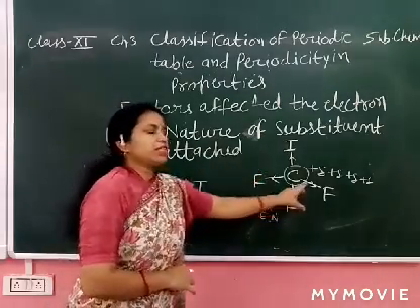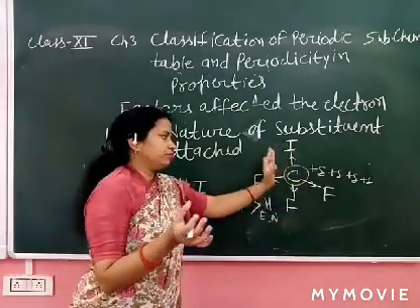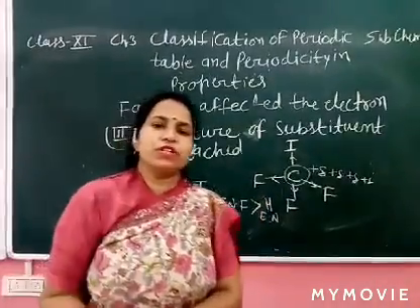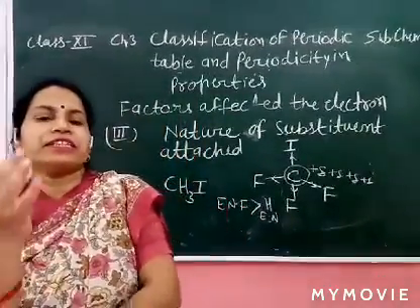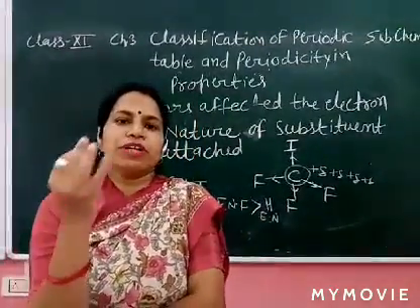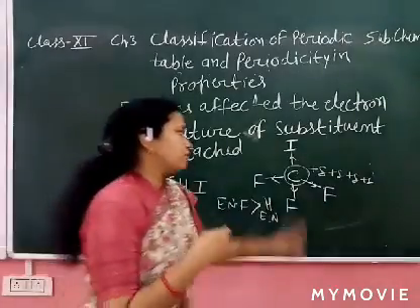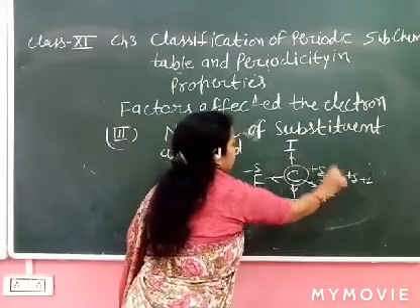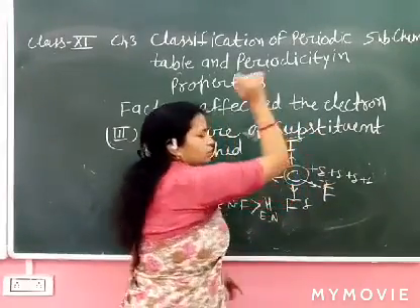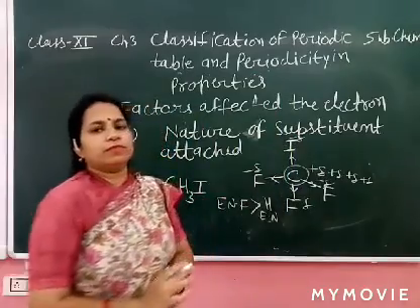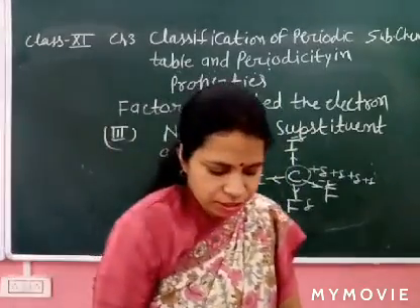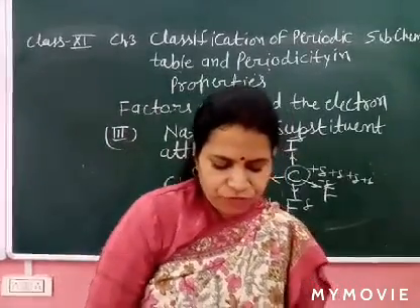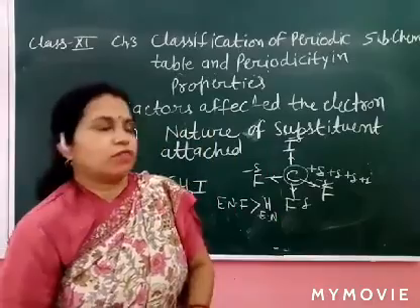If the attached atom is highly electronegative, the center atom becomes more positive and attracts the bonded electrons towards itself. The highly electronegative atom gets the negative charge, and this one contains the positive charge. Now it's clear. And periodic variation we discussed already.